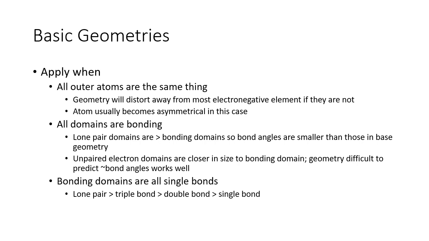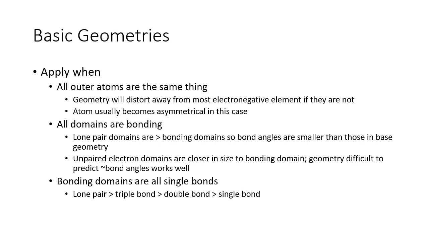For unpaired electron domains, they're closer in size to the bonding domains, so it's a little bit difficult to predict the over-under on that one. I just usually use the squiggle. It's about that bond angle, and I call it a day. I don't give it a greater than, less than. I just say it's in the neighborhood of.